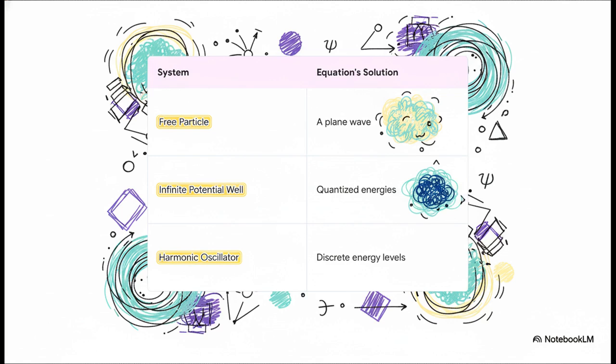If you solve the equation for a particle just floating in empty space, it predicts it will act like a simple wave. But trap that same particle in a box, and the math tells you its energy has to be quantized. It's stuck on those specific energy rungs we talked about. And for every one of these systems, real-world experiments have confirmed that the predictions are spot on.